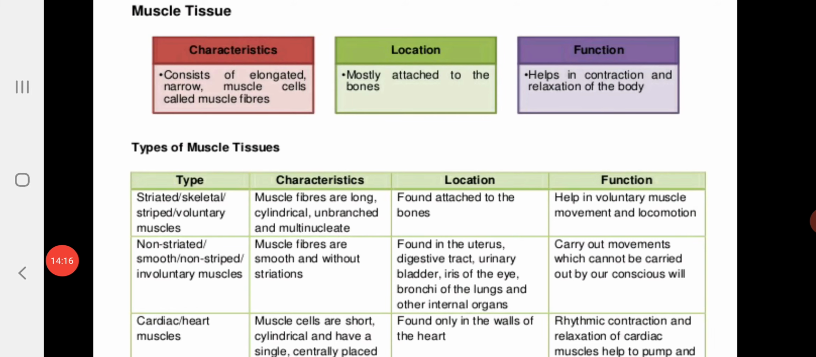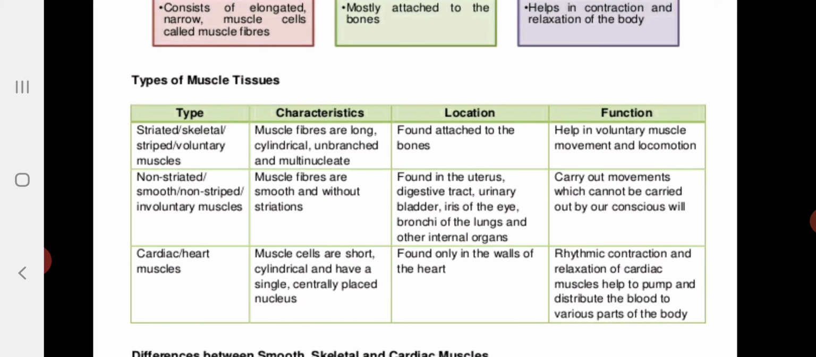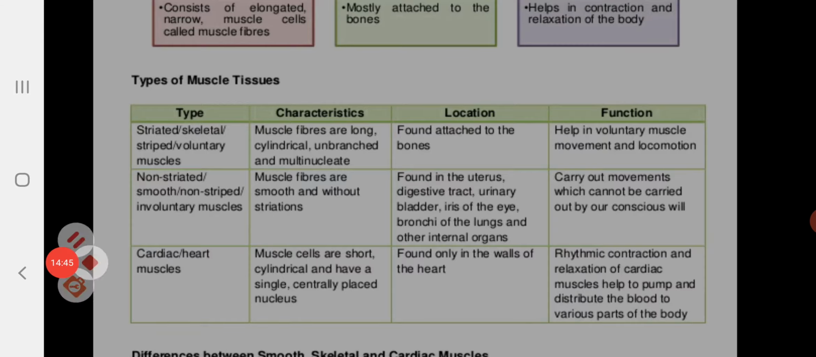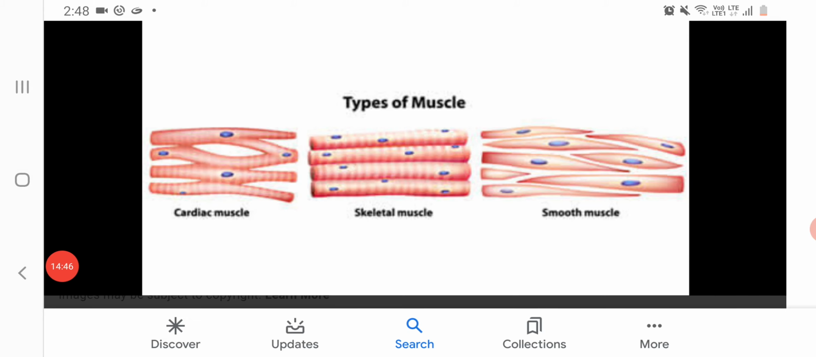Now we are going to move towards the muscular tissues. They consist of elongated narrow muscle cells called muscle fibers. They are mostly attached to the bones and help the contraction and relaxation of the body. The types of muscular tissues are striated muscle, non-striated muscle and cardiac muscle. Now you can observe how cardiac, skeletal and smooth muscles look.